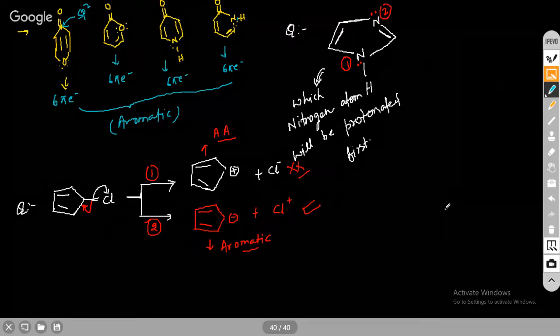Okay. One more example you see. Here we have chlorine. Now how does this bond break? Either this carbon will have a positive charge or a negative charge.